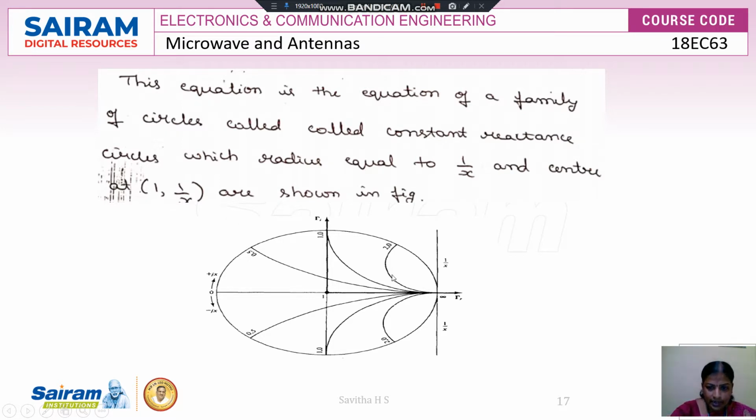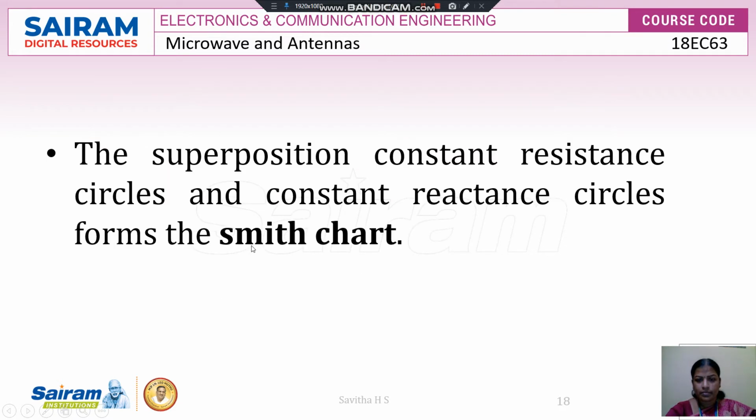So you can see the reactance values. This is the reactance of the Smith chart. This is minus 2 and this plus 2, the positive side and the negative side. And here it is 1 and here it is minus 1, and here it is minus 0.5 and here it is plus 0.5.